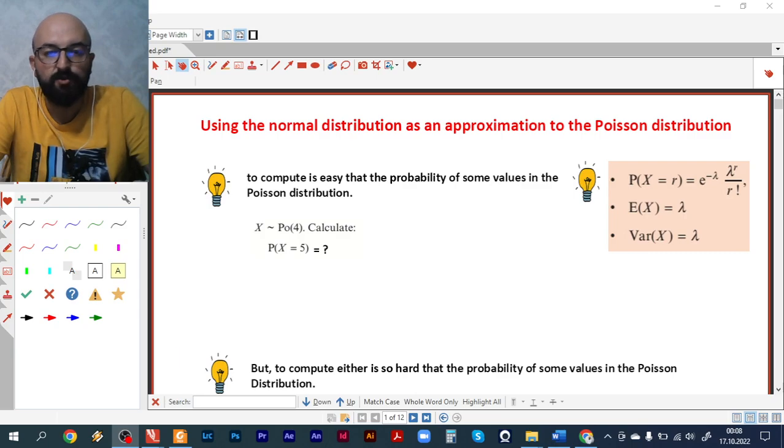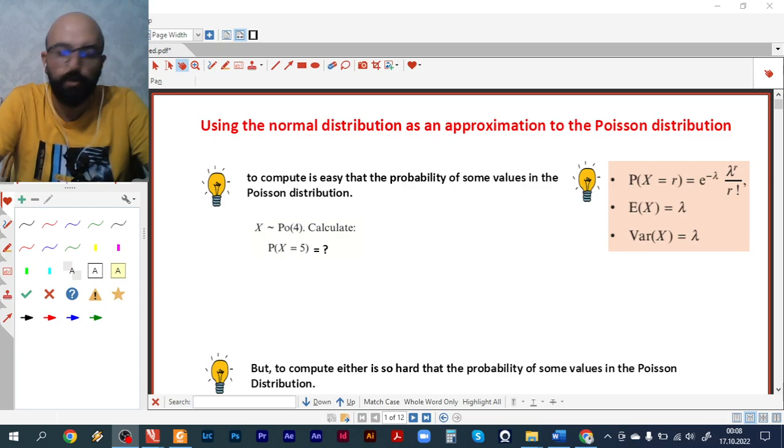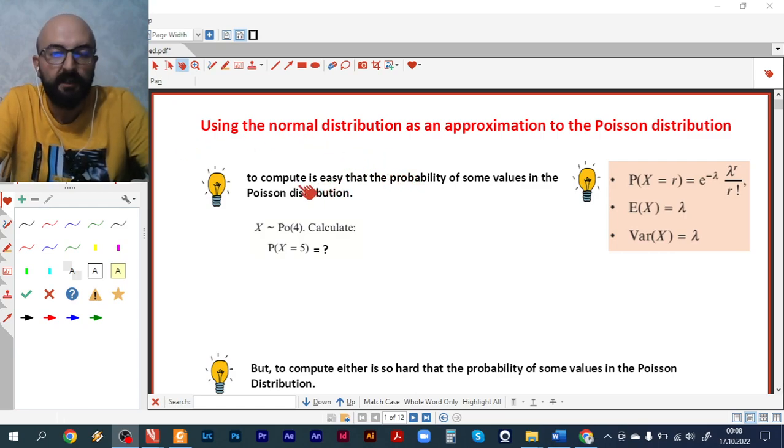As you remember, in the last lesson we stayed on the Poisson distribution topic, but today we will learn a different part of the Poisson distribution. We will learn to use the normal distribution as an approximation to the Poisson distribution.